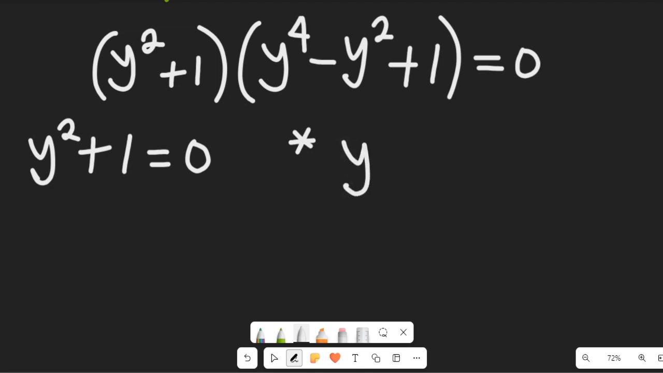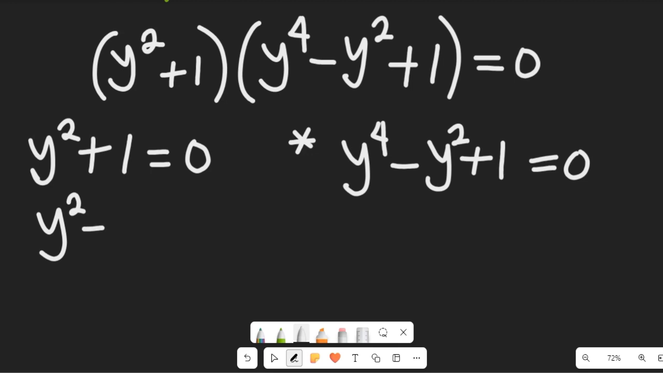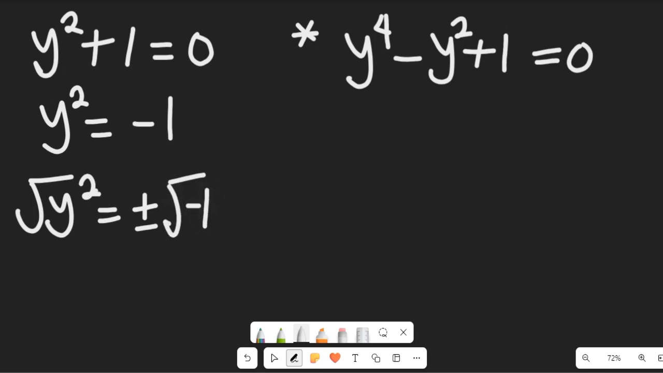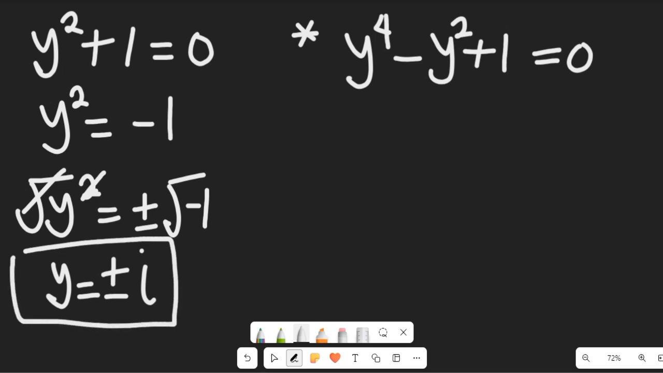On the other hand, we'll have our y to the power of 4 minus y squared plus 1 equal to 0. So from here, you see that y squared is equal to negative 1. If we find the value of y by taking the square root of both sides, y will be equal to plus or minus the square root of negative 1, which is plus or minus imaginary, and this is our y5.